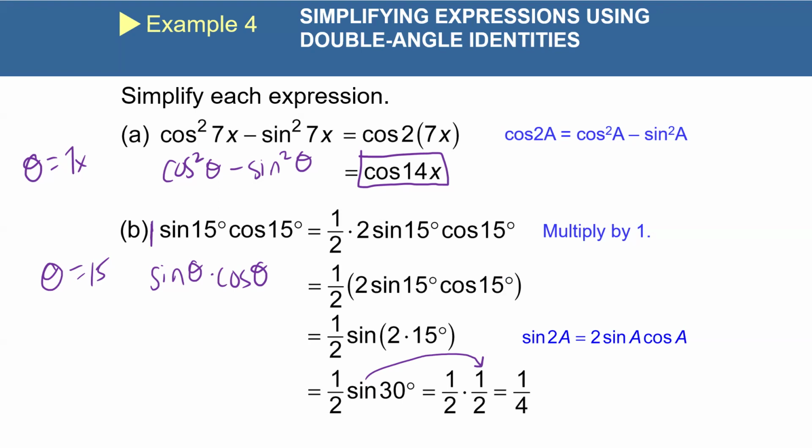Why does the cosine go away? I'm sorry, the cosine is gone because we went to our identity. So if I'm in the format of 2 sine A cosine A, I can condense down to sine of 2A. If having the 15 bothers you the entire time, you can always just use A all the way through and then substitute that 15 back in.